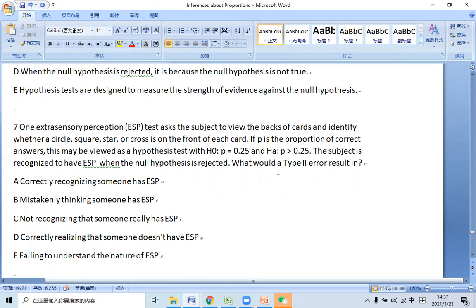The alternative hypothesis is p larger than 0.25. That means that you do better than guessing. Your proportion of correct answers is larger than 1 in 4. How large? We don't know, but we know it's going to be larger than 1 in 4. Maybe 2 in 4, 3 in 4, or even 4 in 4. You got everything right.